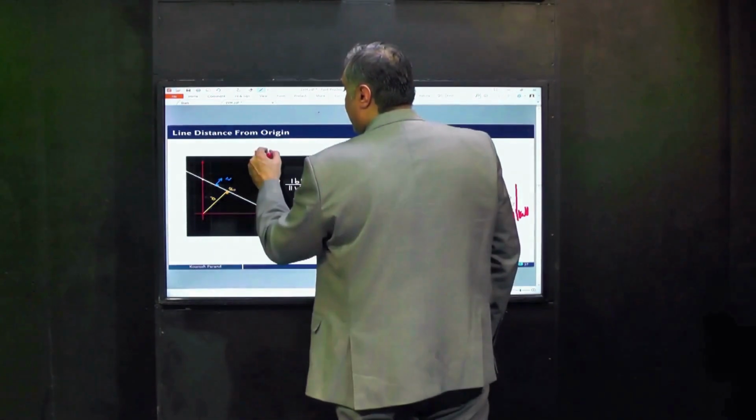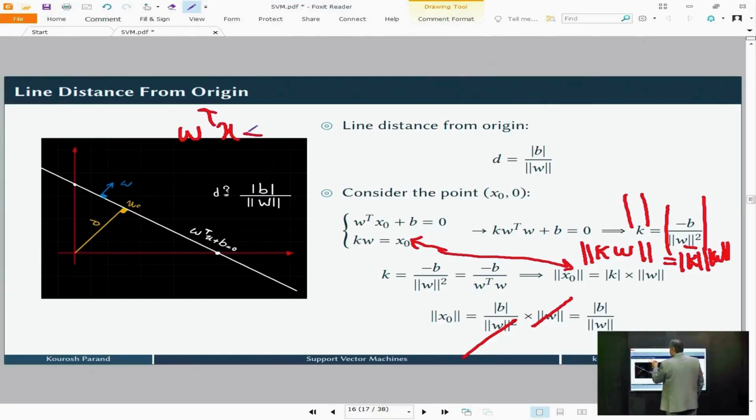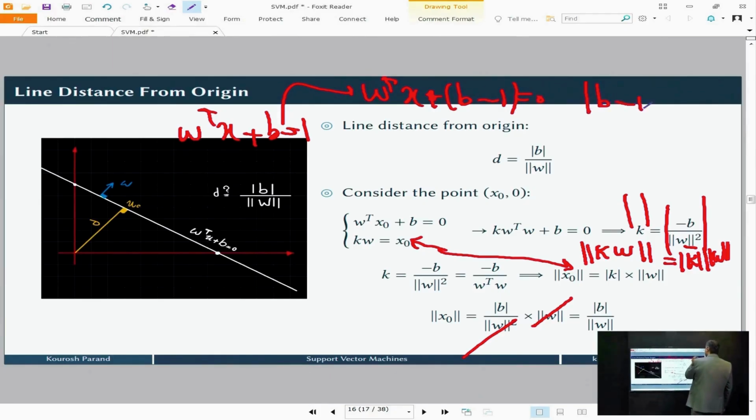Now, for example, if this becomes W transpose X plus b equals 1, it's pretty clear. We write this as W transpose X plus, in parentheses, b minus 1 equals 0. So what does this amount become? It's the absolute value of b minus 1 over the norm of W, just to clarify. That's how it is, right? Okay, now let's move forward.